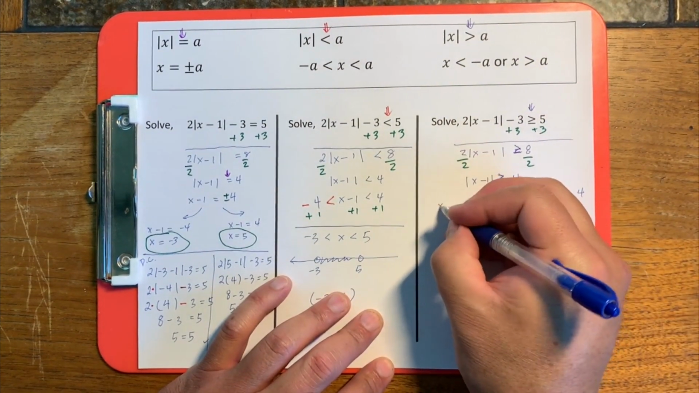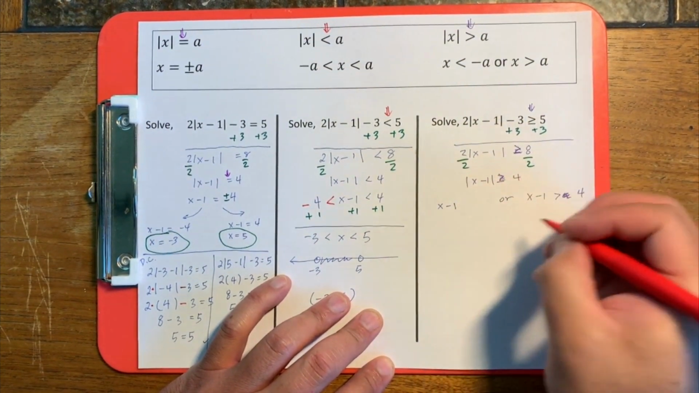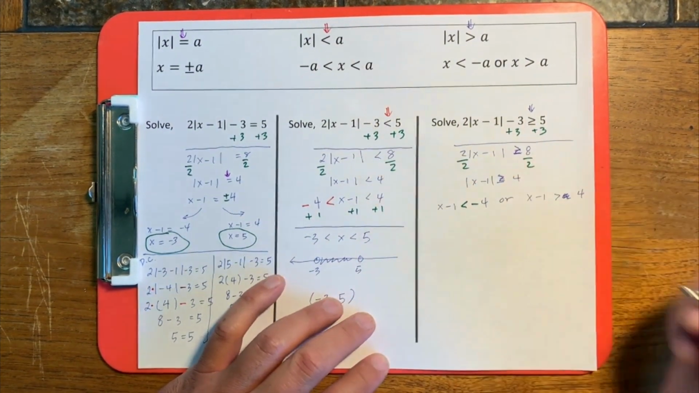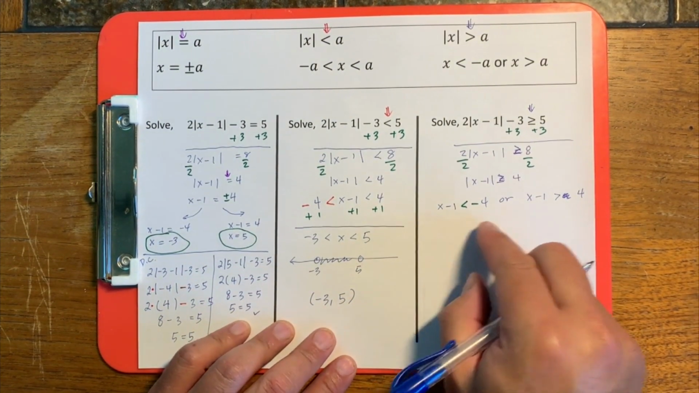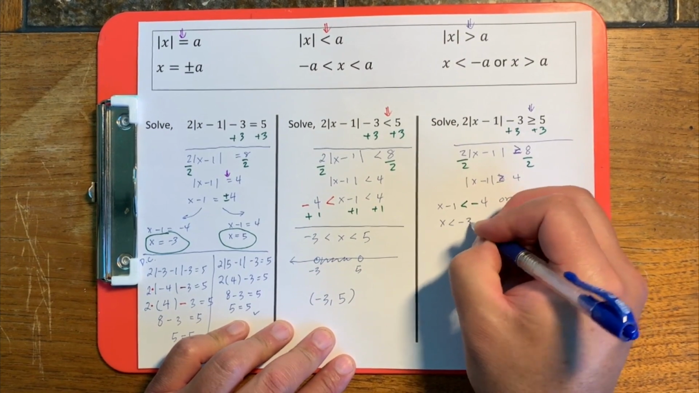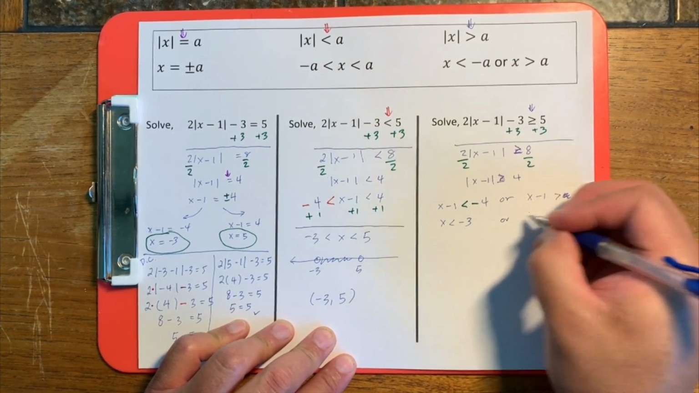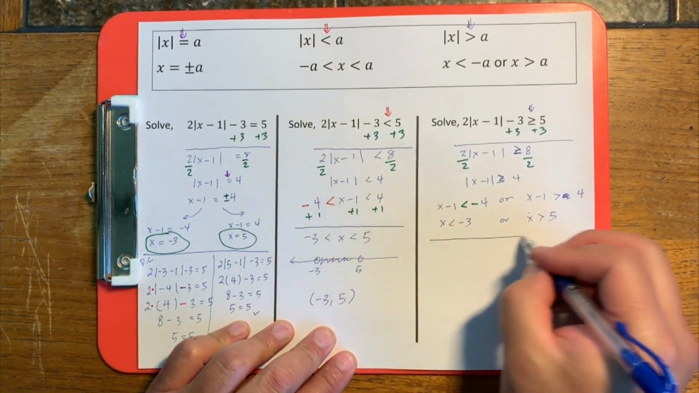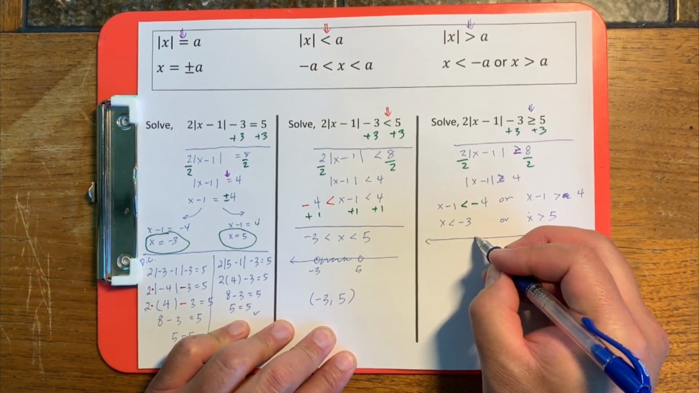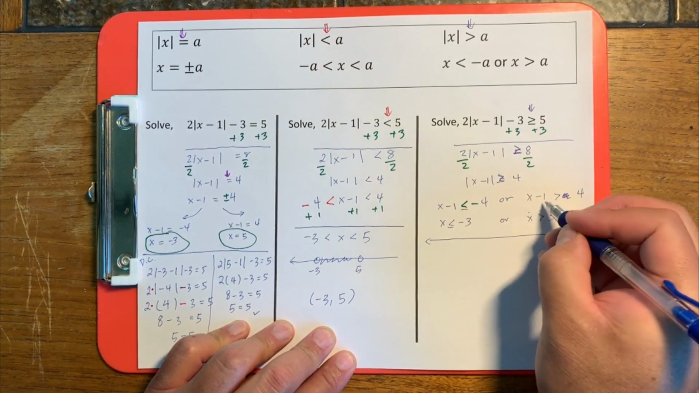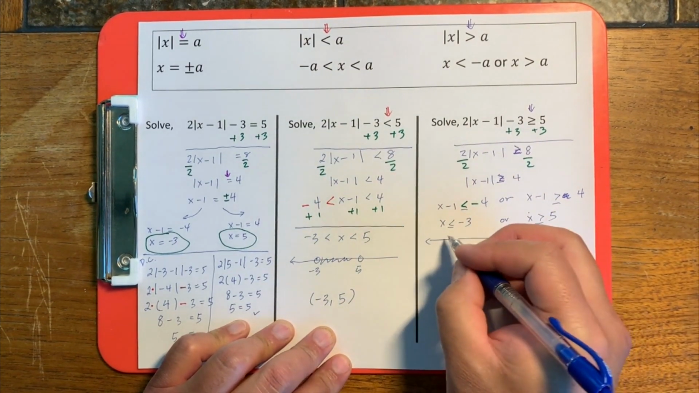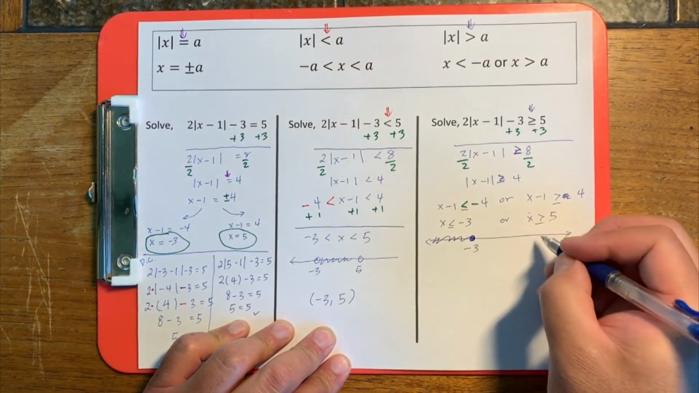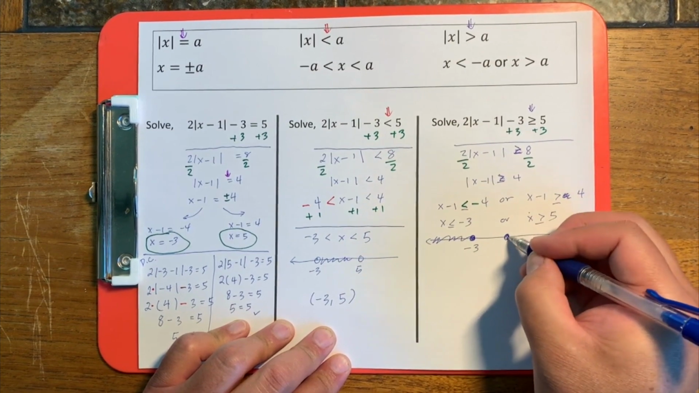So now we have x minus 1, a less than, a negative, and then the 4. Okay, so if I add 1 to both sides, I should get x is less than minus 3. And over here, I should get, or x is greater than 5. So what's happening here is that we're saying x is less than or equal to negative 3, or x is greater than 5.